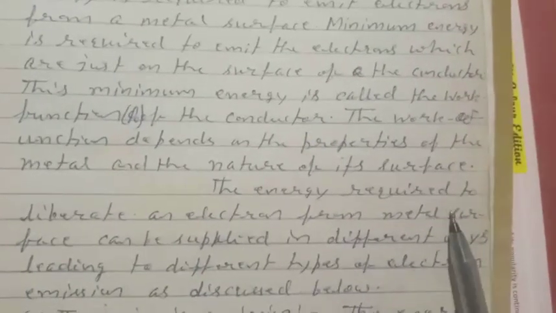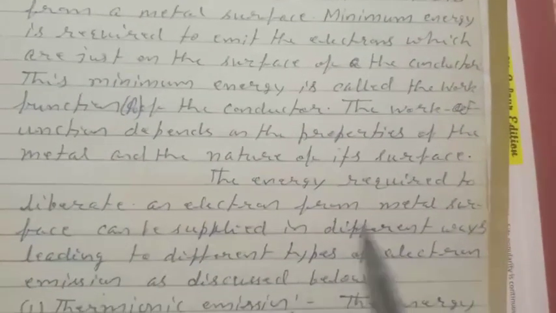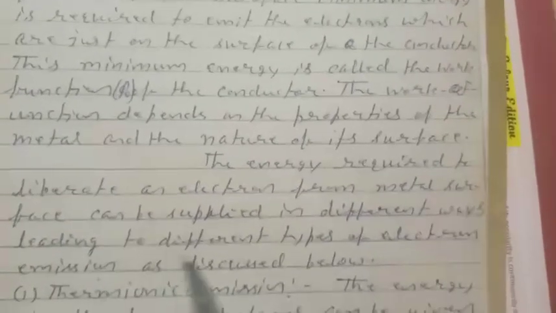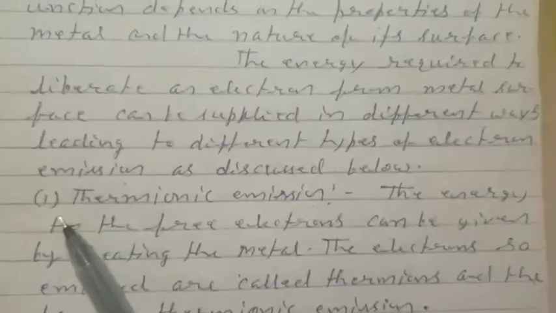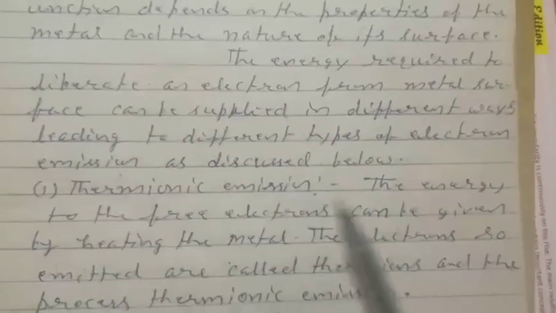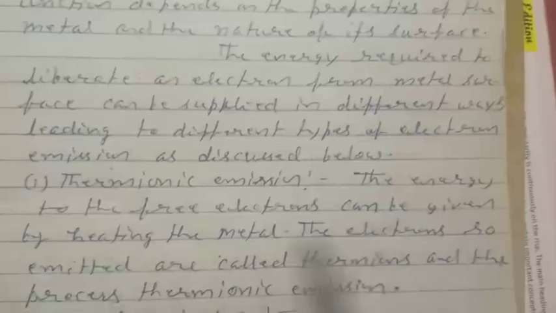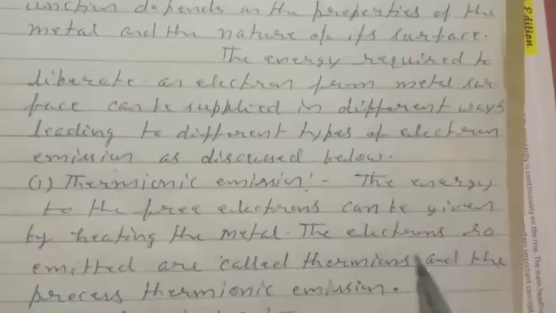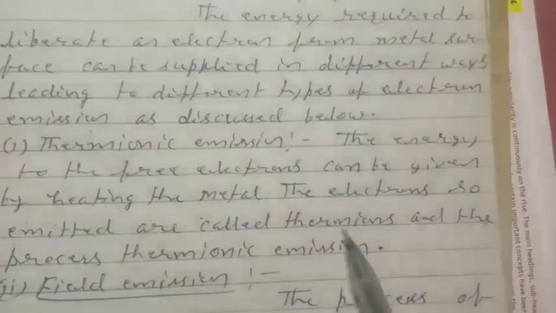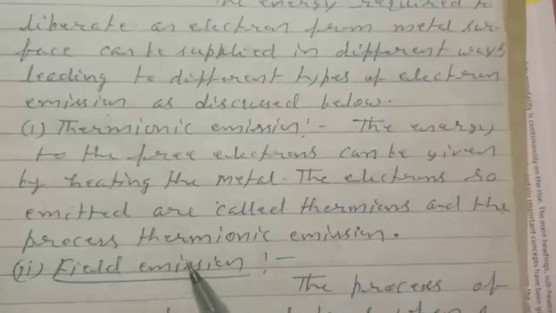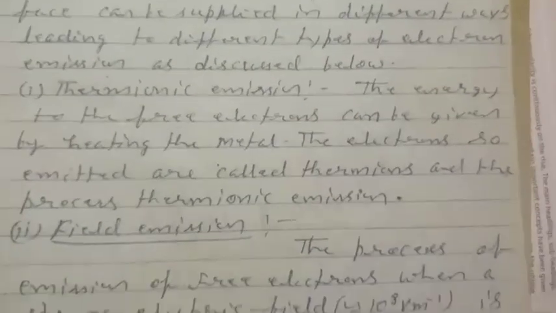The energy required to liberate an electron from the metal surface can be supplied in different ways, leading to different types of electron emission as discussed below. First, thermionic emission. The energy to the free electron can be given by heating the metal. The electrons so emitted are called thermions and the process is thermionic emission.